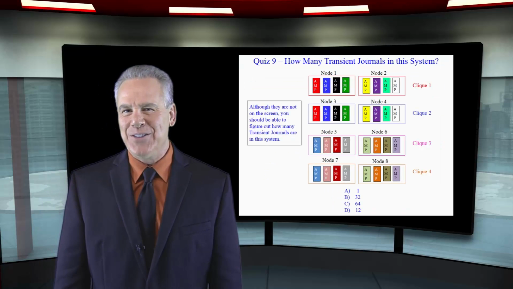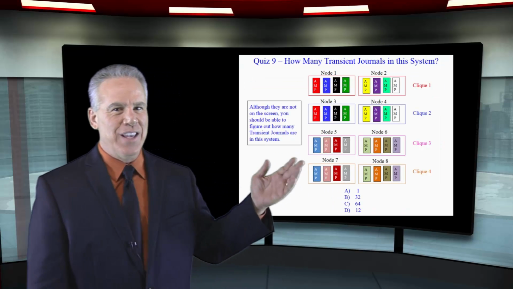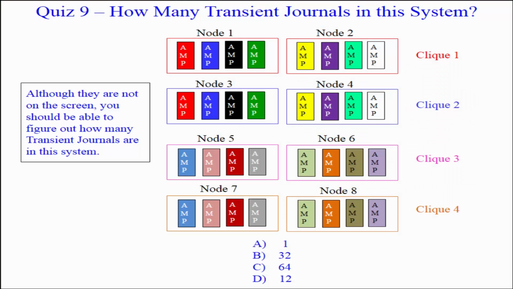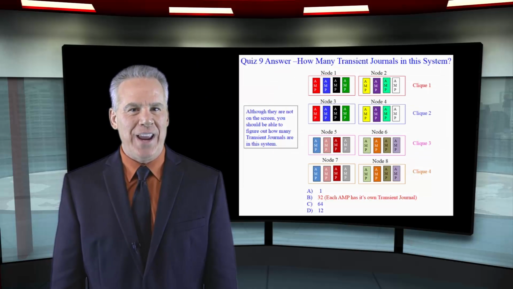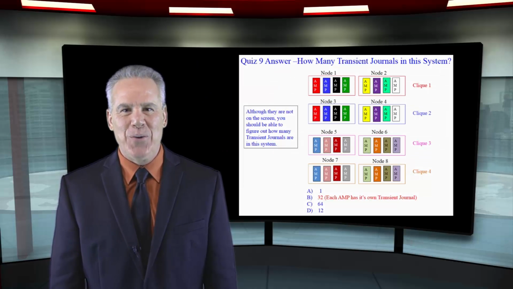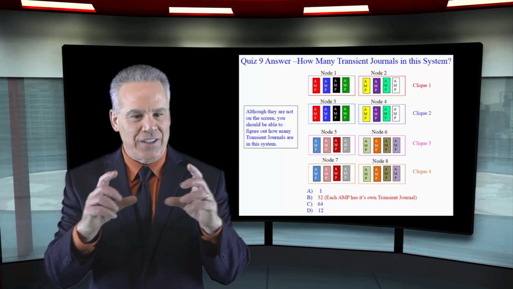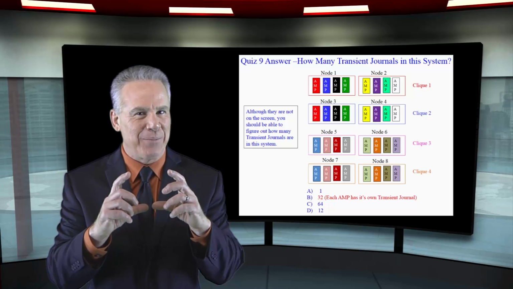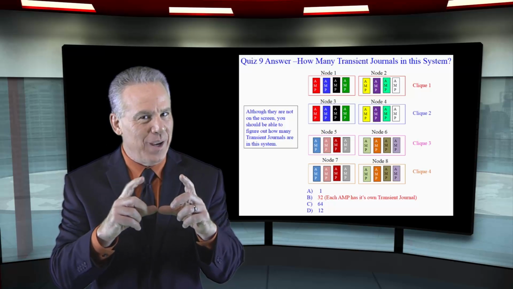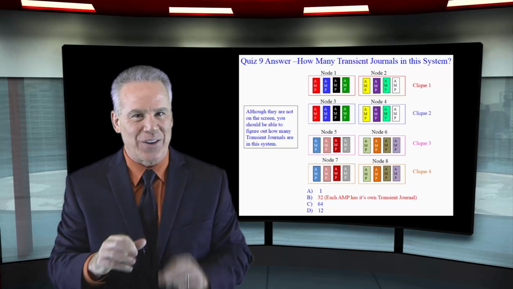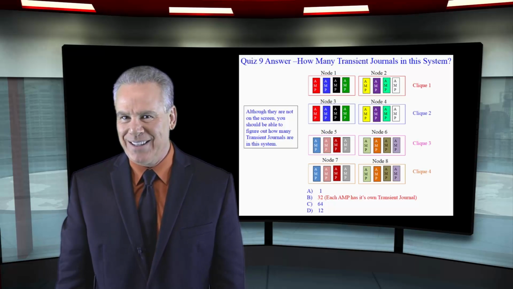How many transient journals do you see in this picture? Is it 1? Is it 32? Is it 64? Or is it 128? There are 32 amps. There are 32 transient journals. You think of a transient journal as a camera around each amp's neck so it can take that before picture and then the after picture when the amp has been updated.